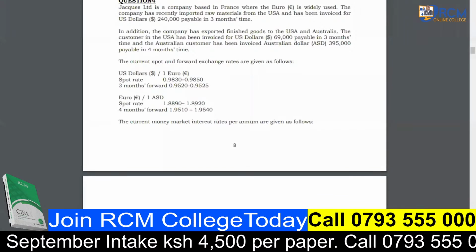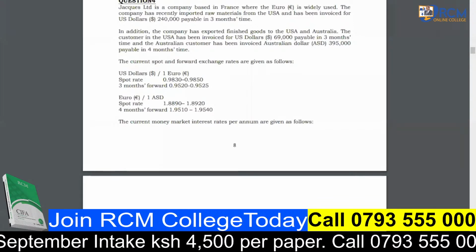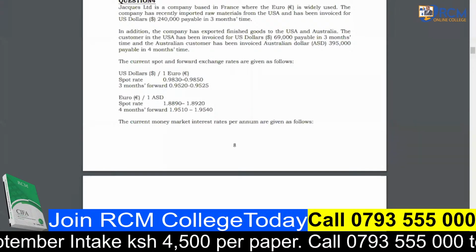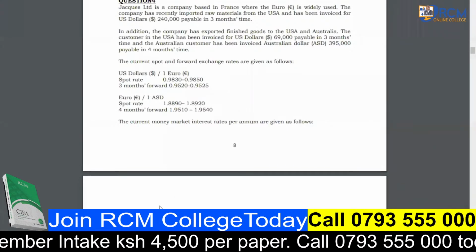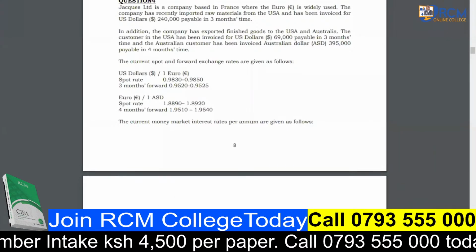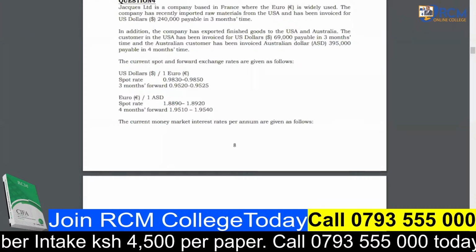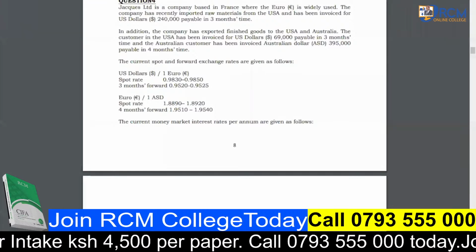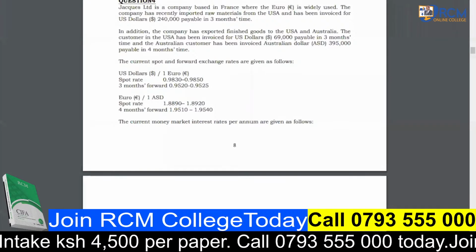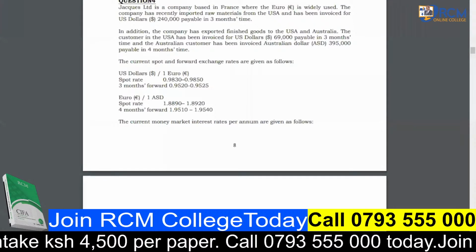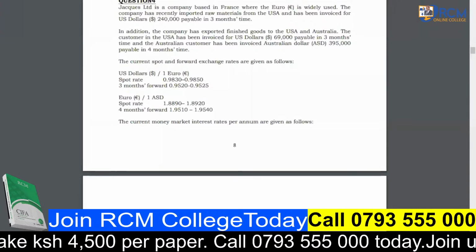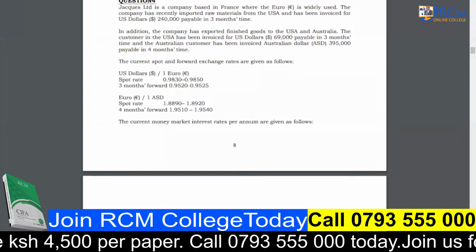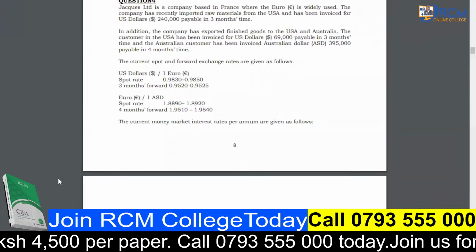How about lending the euro? What do I expect, ladies and gentlemen? Remember, the euro is a France currency, as they told us up there. So it will be 11 point what here? 11.5%. Let me see the answers. Thank you very much. You guys are so great. 11.5%.